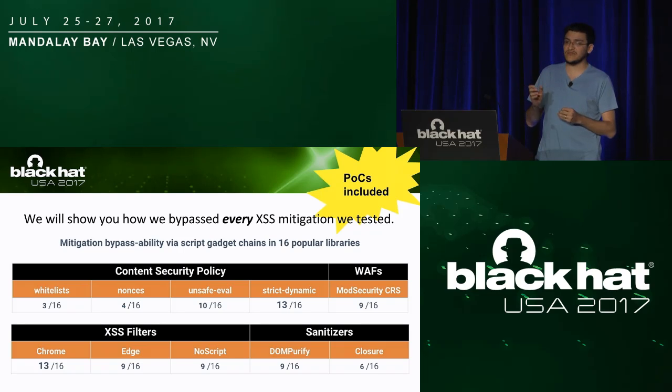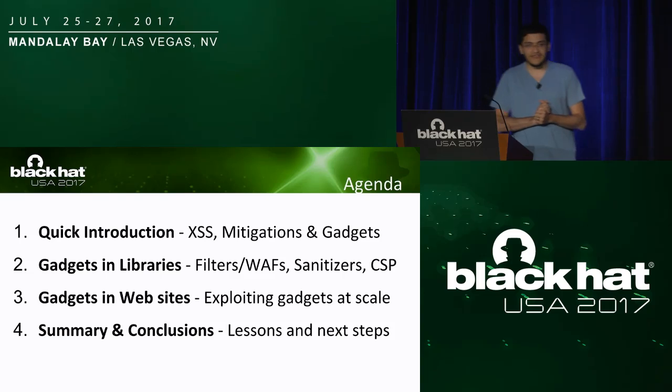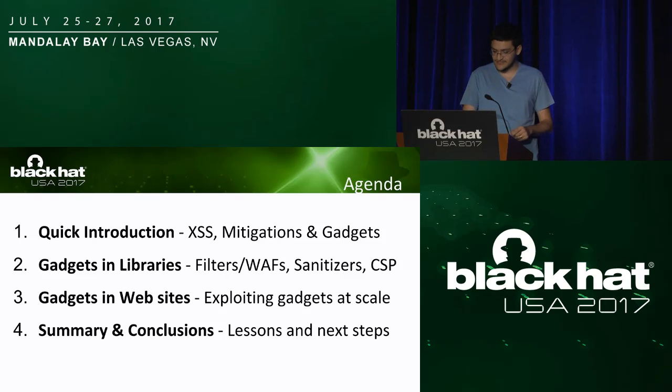The website will post a copy of the repository, but there's another version online if you want to see the proof of concepts. So a quick agenda of what we're going to do. I'm going to give you a very quick introduction for around 10 minutes. Then Koto is going to present the gadgets in libraries, which is the research done manually by us against the most popular libraries we came up with. And then Sebastian will talk about gadgets in websites. We run a study around Alexa Top 5000 and then try to find gadgets automatically and generate exploits automatically. And at the end, we're going to have a very brief summary and conclusions.